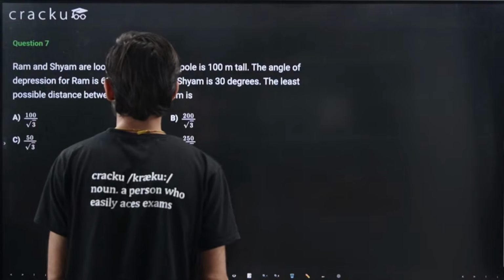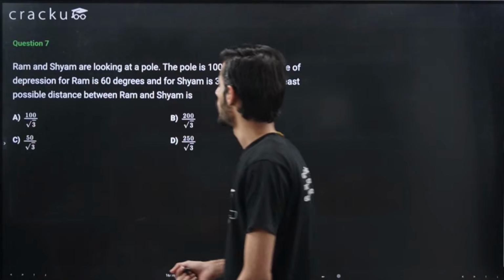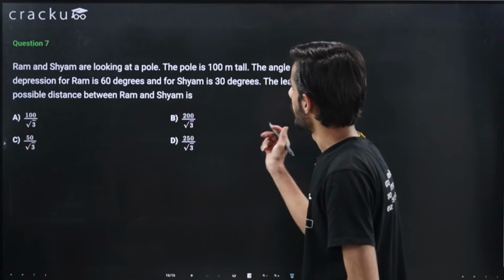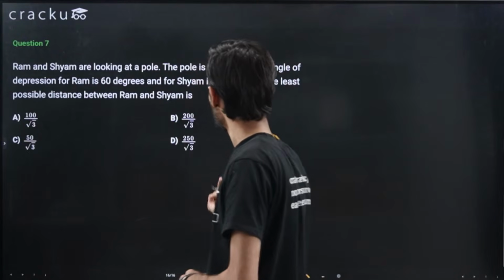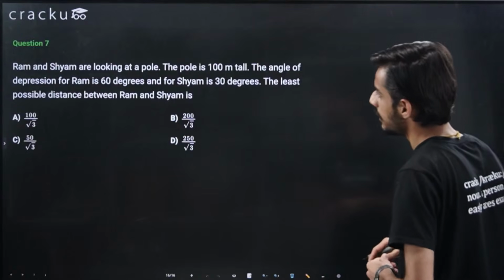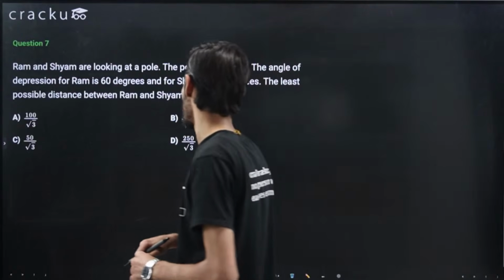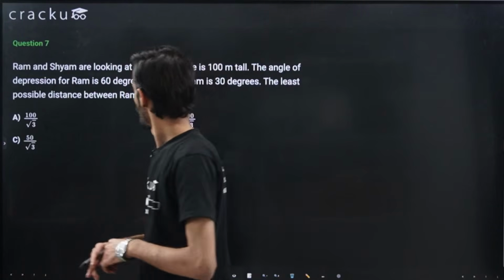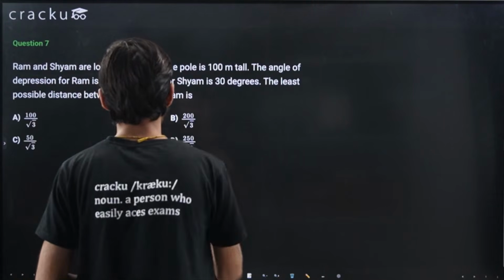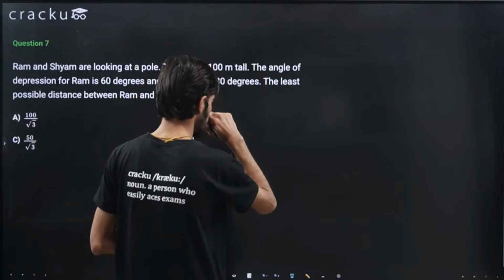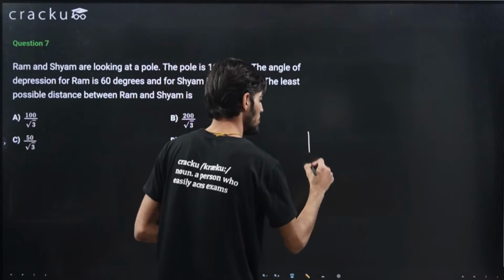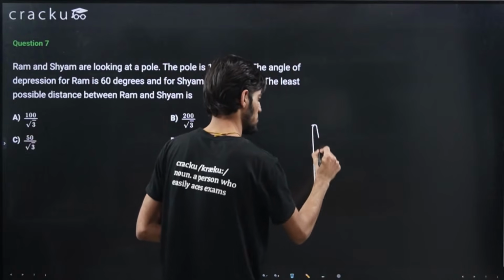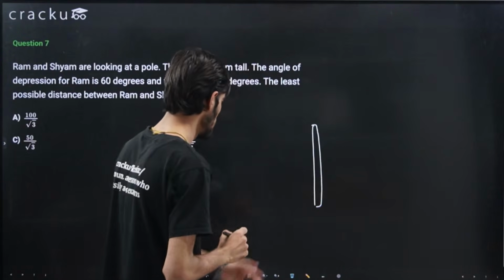In this question, we are told that Ram and Sham are looking at a pole. The pole is 100 meter tall. The angle of depression for Ram is 60 degrees and for Sham is 30 degrees. The least possible distance between Ram and Sham. So of course the least possible distance is the perpendicular distance between 2 points. Okay. So both are looking at the pole. So let's say this is the pole. Right. So this is the pole.